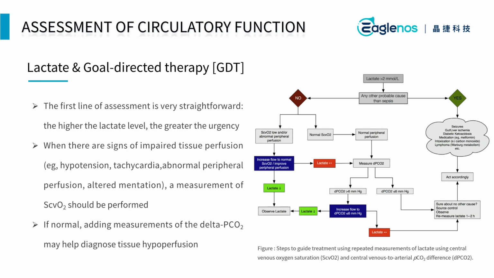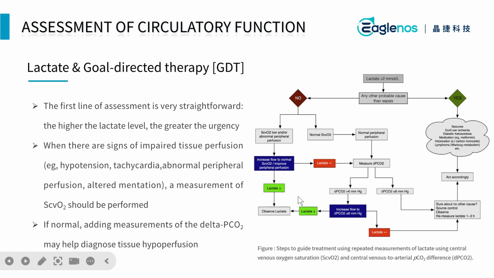Therefore, timely measurement of lactate levels is critical in patients presenting with signs of impaired tissue perfusion, such as hypotension, tachycardia, abnormal peripheral perfusion, or altered mental status. When there are signs of impaired tissue perfusion, the next step is to measure central venous oxygen saturation. Central venous oxygen saturation reflects the balance between oxygen delivery and oxygen extraction by tissues. If central venous oxygen saturation is normal, it suggests that oxygen delivery is adequate despite the elevated lactate.